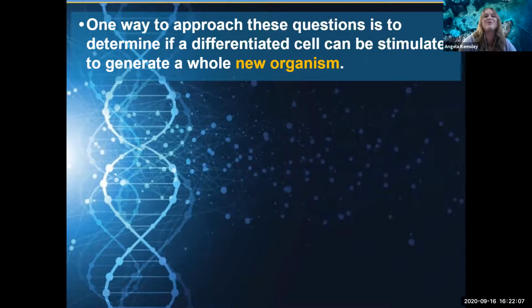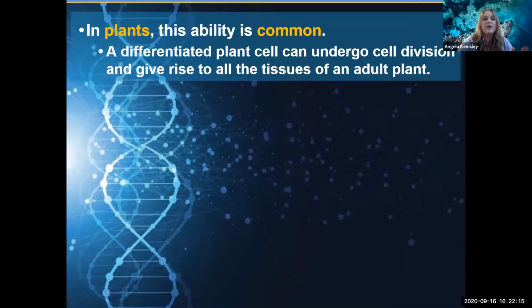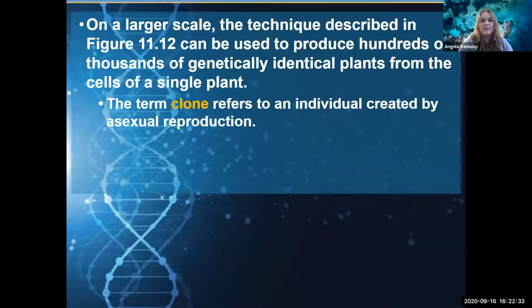One way to approach these questions is to determine if a differentiated cell can be stimulated to generate a whole new organism. So in plants, this ability is common. So a differentiated plant cell can undergo cell division and give rise to all the tissues of an adult plant. So if you think about succulents, you can take a cutting from a succulent, you can take a small little part and you can grow a whole new succulent. We're going to talk about carrots a couple of slides from now and about how it can be done with carrots.